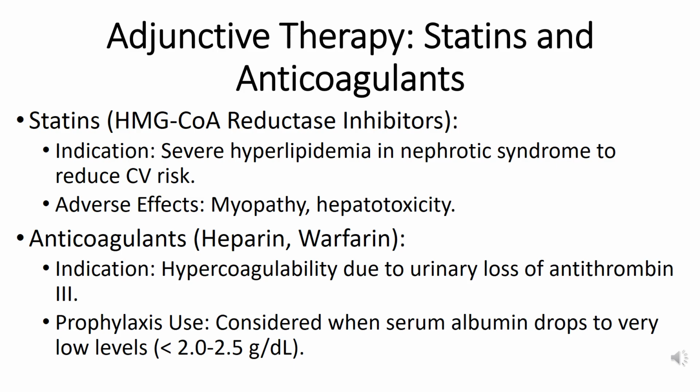Risk increases significantly when albumin falls below approximately 2 to 2.5 grams per deciliter. At these levels, the hypercoagulable state becomes particularly concerning. The decision to start anticoagulation must always balance benefits and risks. Bleeding risk must be carefully evaluated. When used appropriately, statins and anticoagulants play an important supportive role in nephrotic syndrome. They help reduce cardiovascular complications, prevent thrombosis, and improve overall patient outcomes.